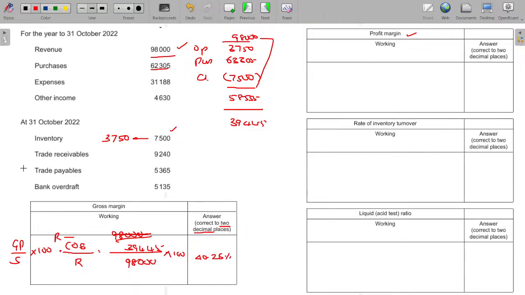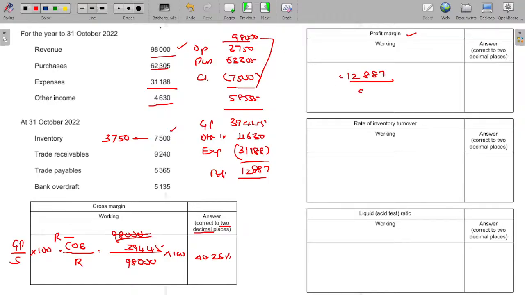For profit margin, if we have other income or other expenses, they should also be adjusted. So here other income 4,630 will be addable. This is gross profit, this is other income, and you have to subtract the other expenses, 31,188. Then you will get the profit for the year, here being 12,887. Profit for the year divided by revenue 98,000 into 100.